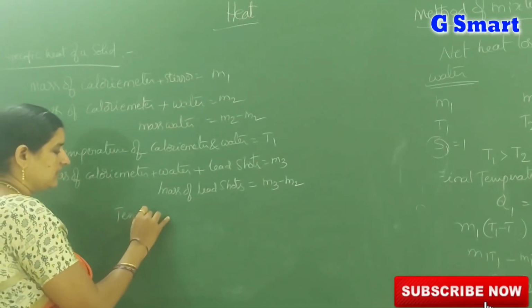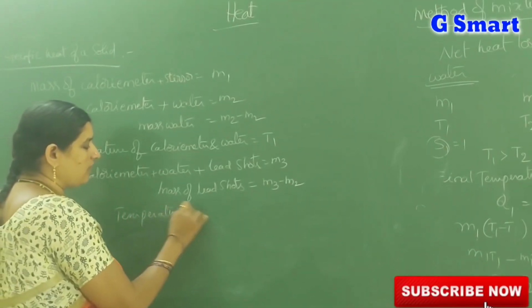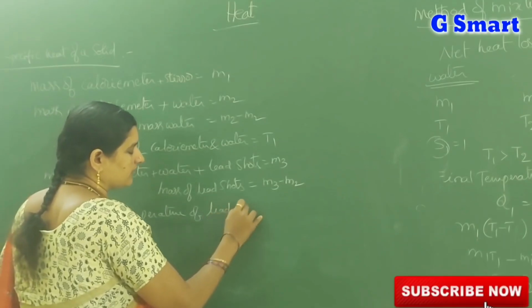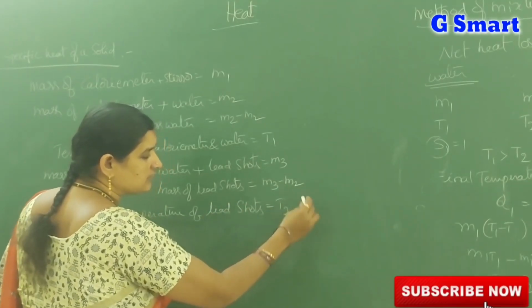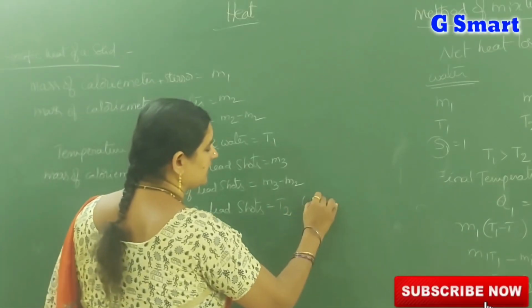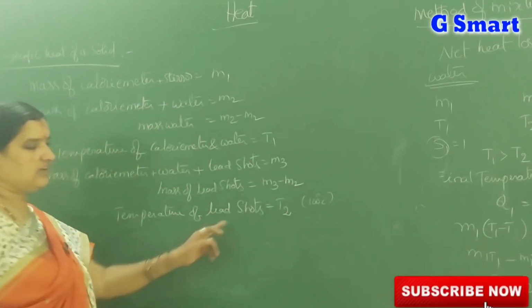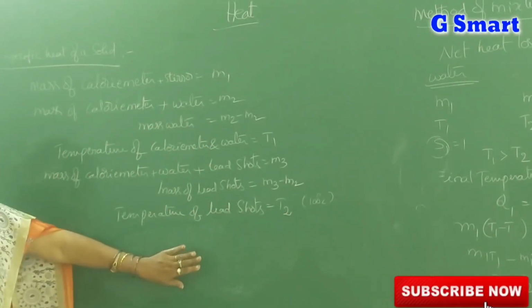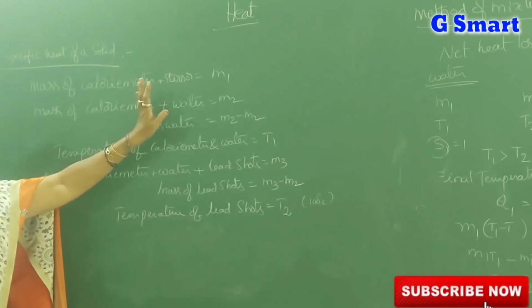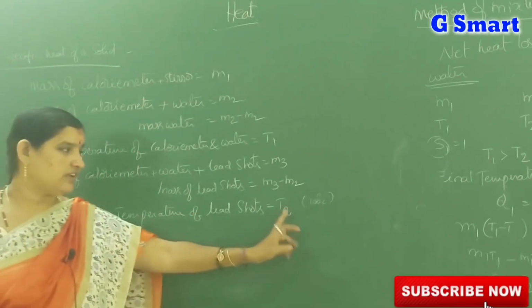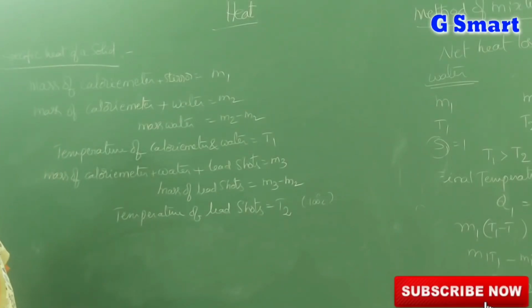The temperature of lead shot is equal to T2. The steam chamber is at 100 degrees centigrade, so lead shots are at 100 degrees centigrade. So, lead shots are the hotter body and water and calorimeter are the colder bodies. The temperature of the lead shots is T2.